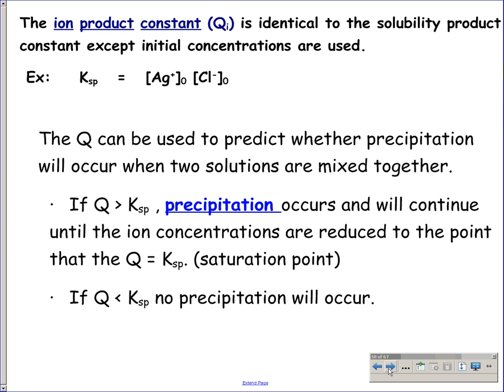Okay, the only other thing here that we haven't talked about is the Q value. So we talked about Q being, what do we call Q back in the day?